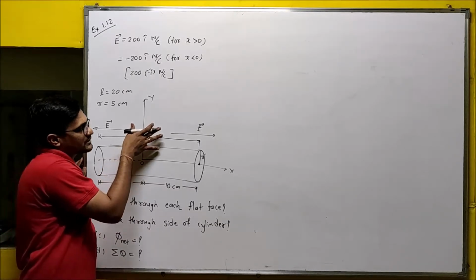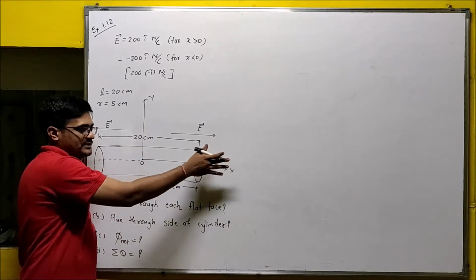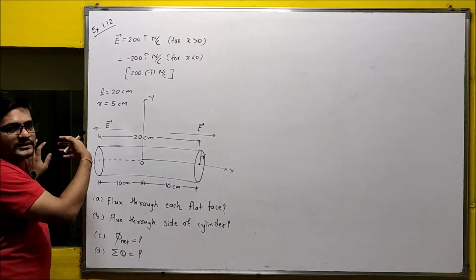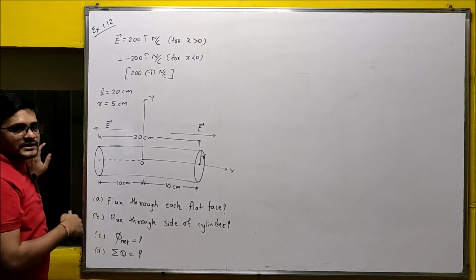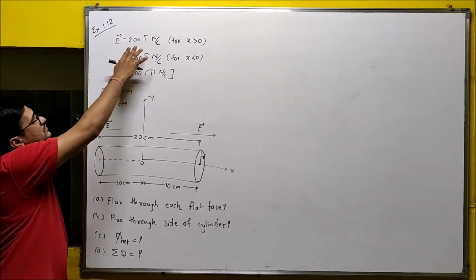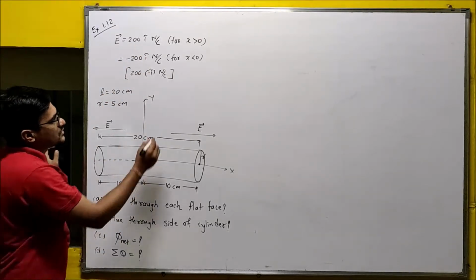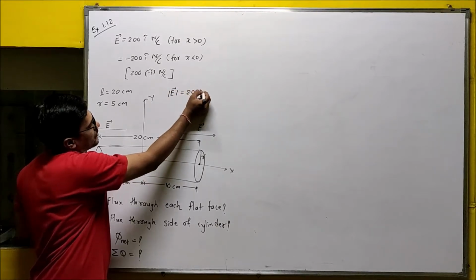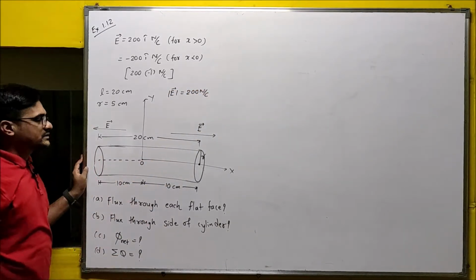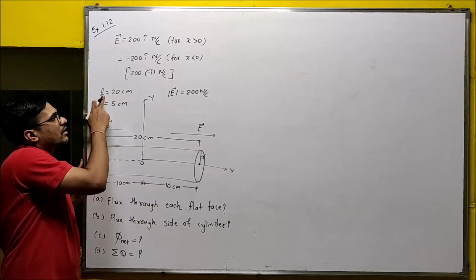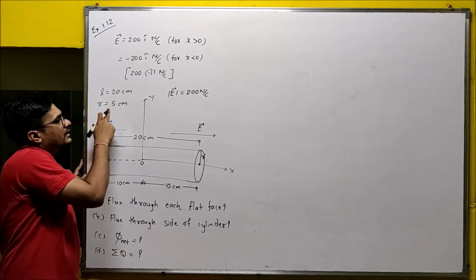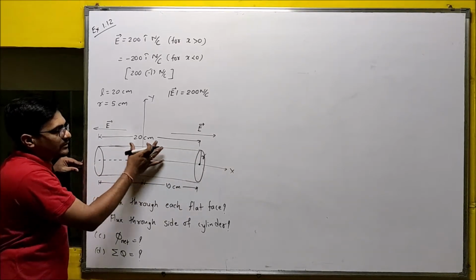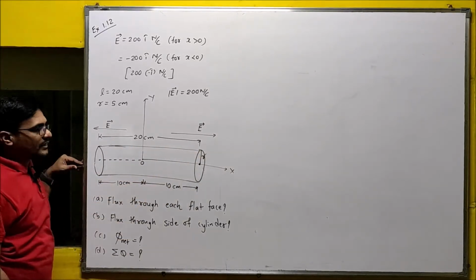On the positive x axis it is in the positive x direction, and on the negative x axis it is in the negative x direction, and the magnitude on both sides is 200 Newton per Coulomb. Now it is given: consider a cylinder of length 20 cm and radius 5 cm.